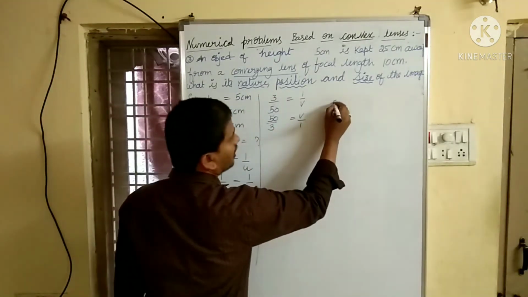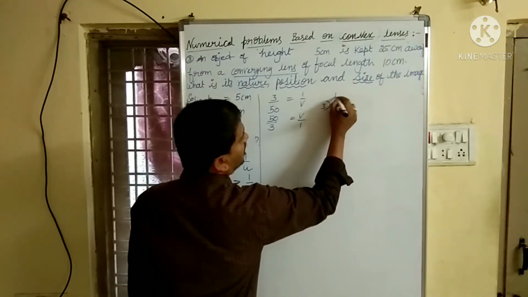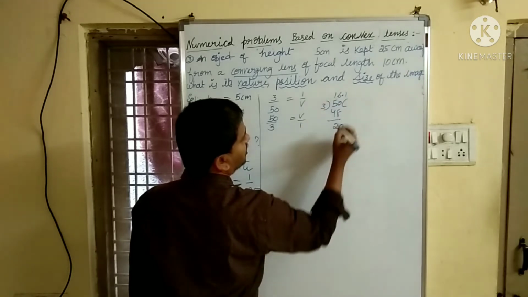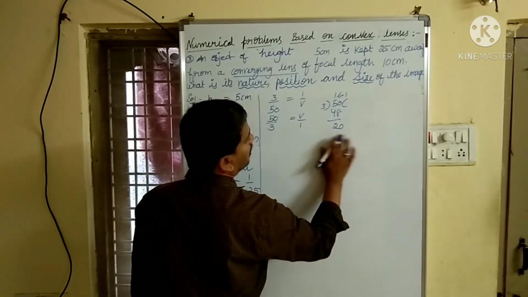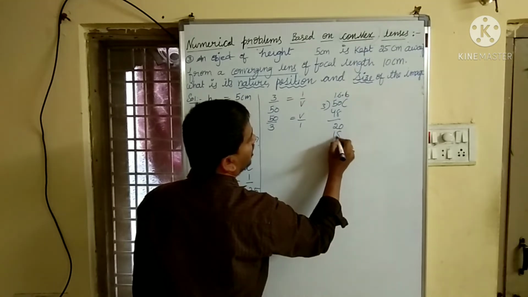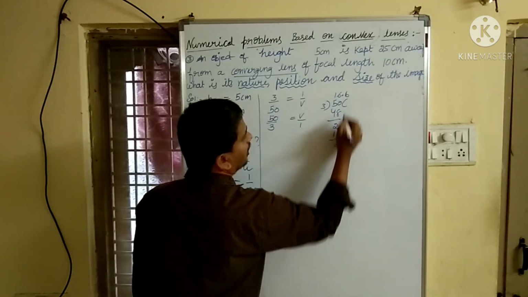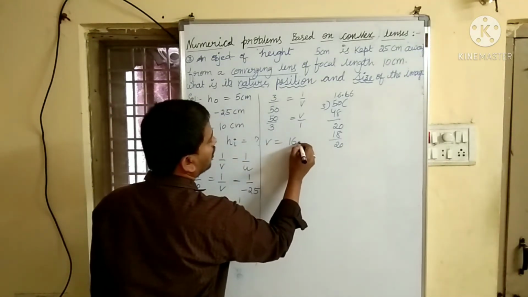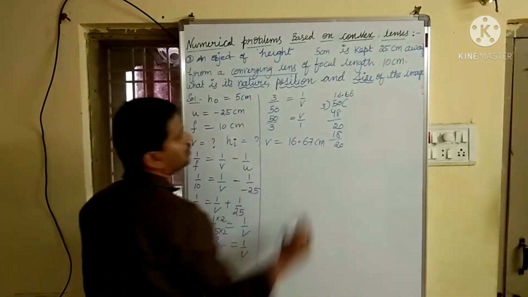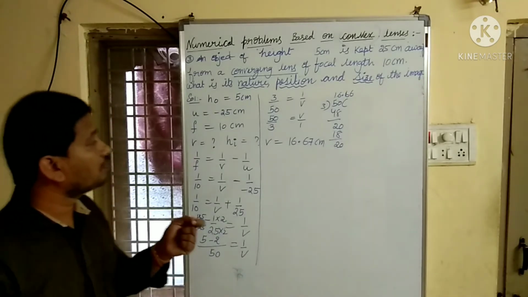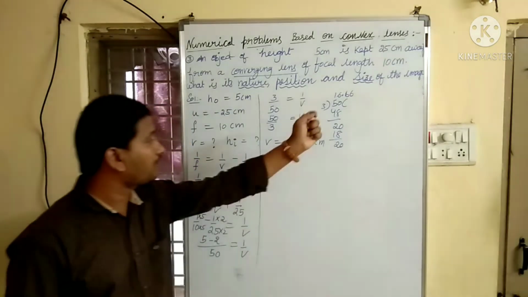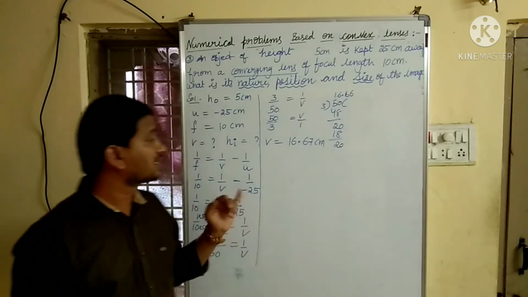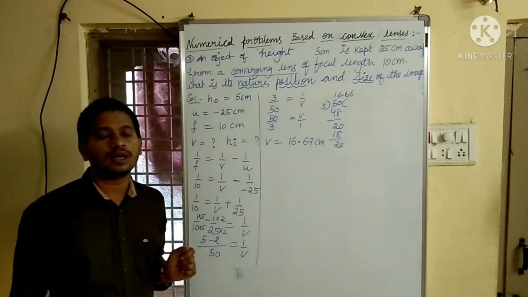So 50 divided by 3, 3 sixes are 18. So what is the image distance? I can write it as 16.67 centimeter. We will get an image at a distance of 16.67 centimeter from the lens.